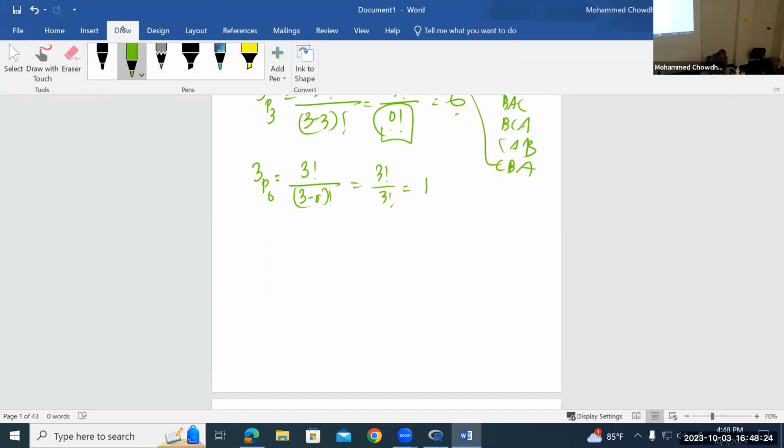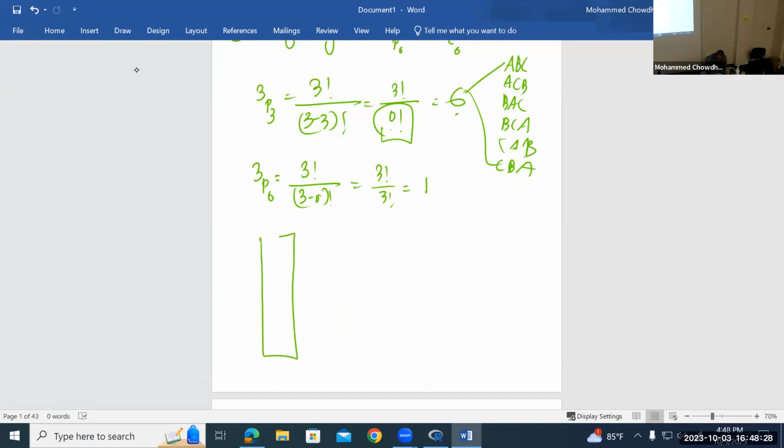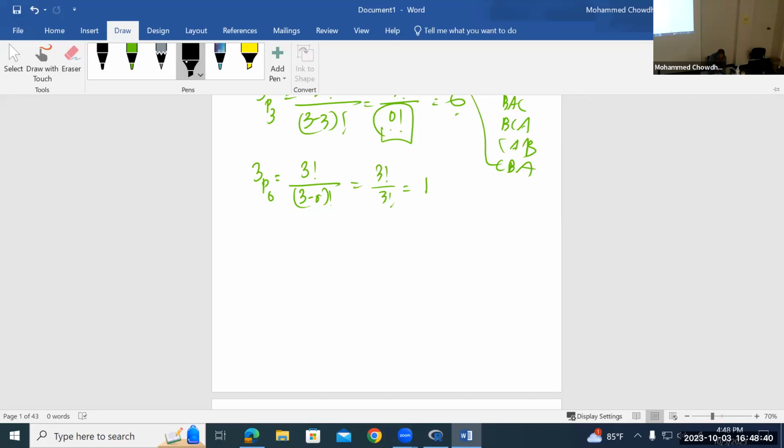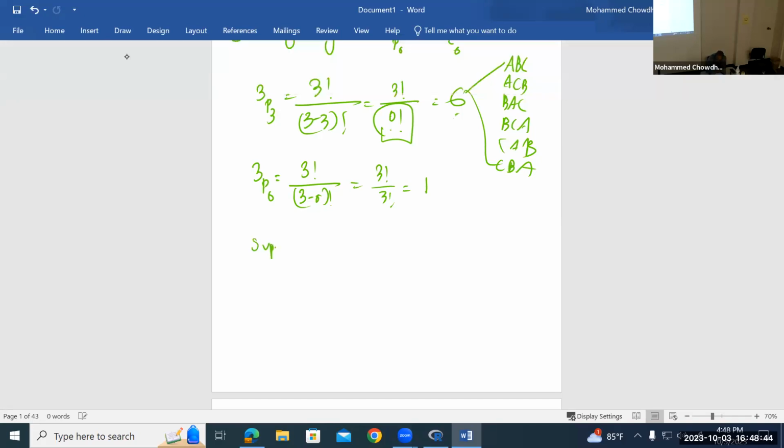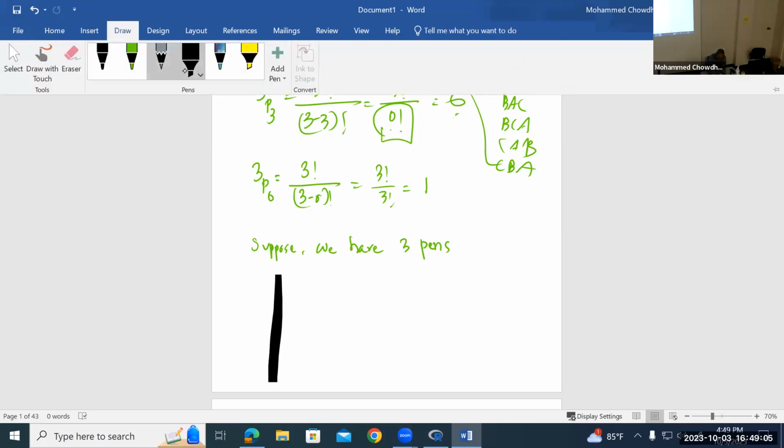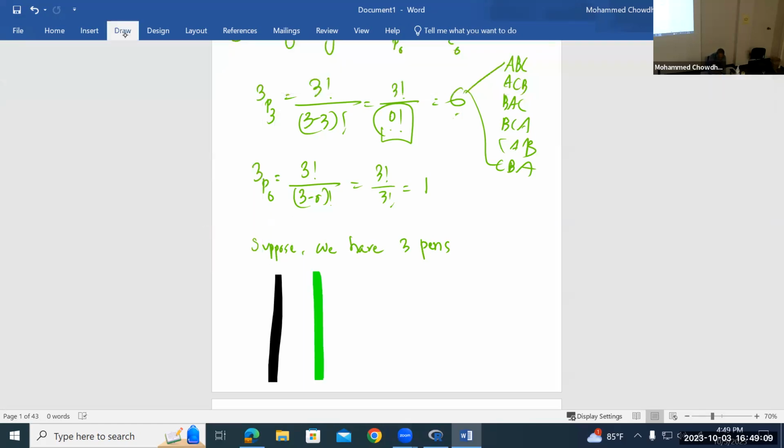Suppose we have 3 pens. Take a look, the logical explanation. What are the pens? This is a black pen. This is a green pen. This is an orange pen. Understand? We have 3 pens, okay?